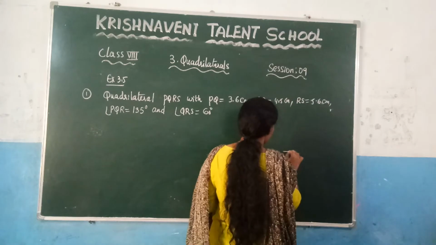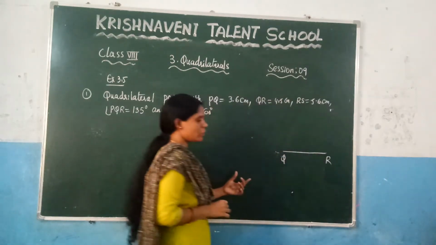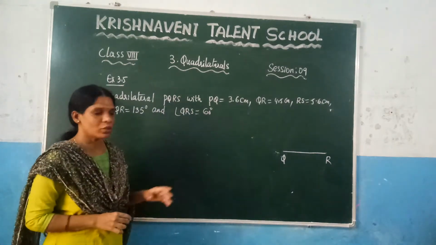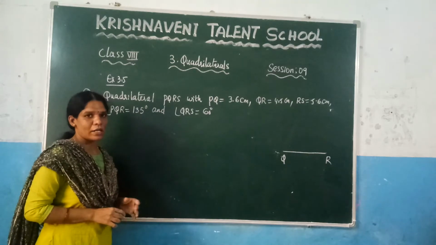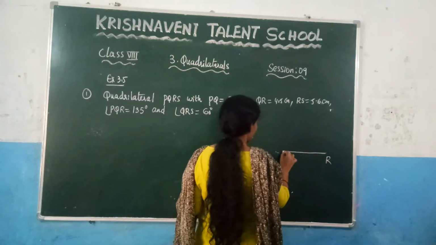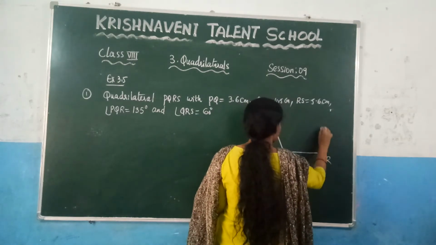So let us draw the rough sketch here. This is QR. Why have we taken the base as QR? Because you know the angle Q and you know the angle R. So we have taken QR as the base. What is angle Q they have given? Which is 135 degrees. So it will look like this. And angle QRS is 60 degrees.